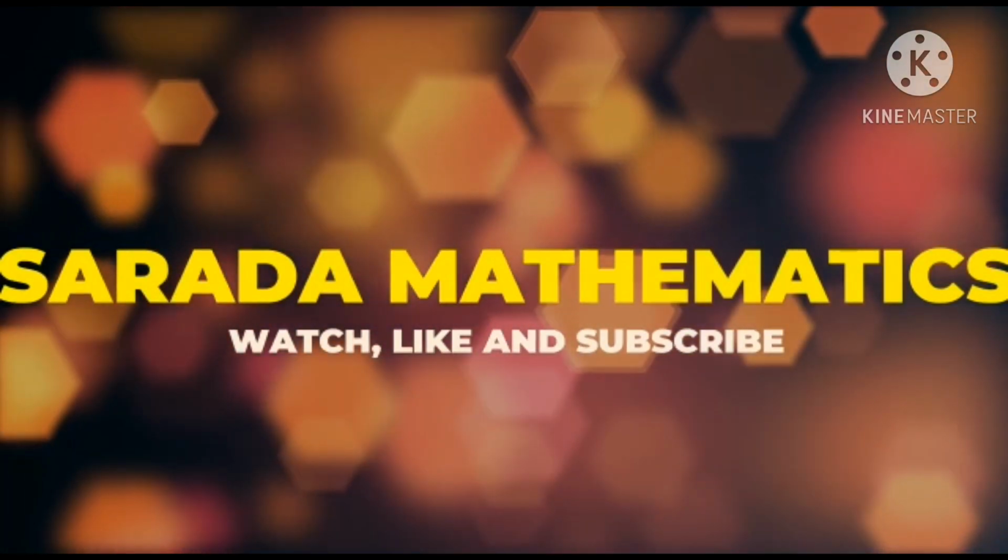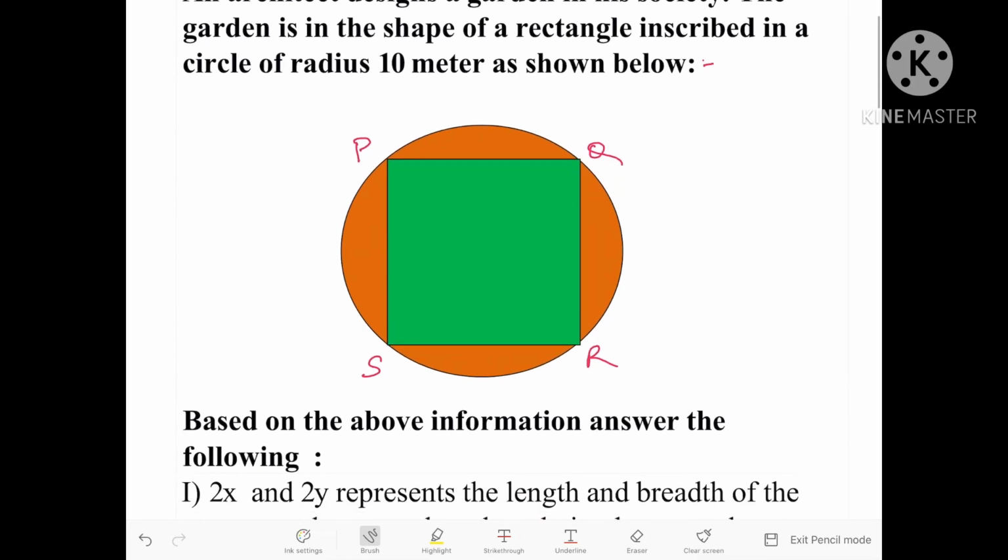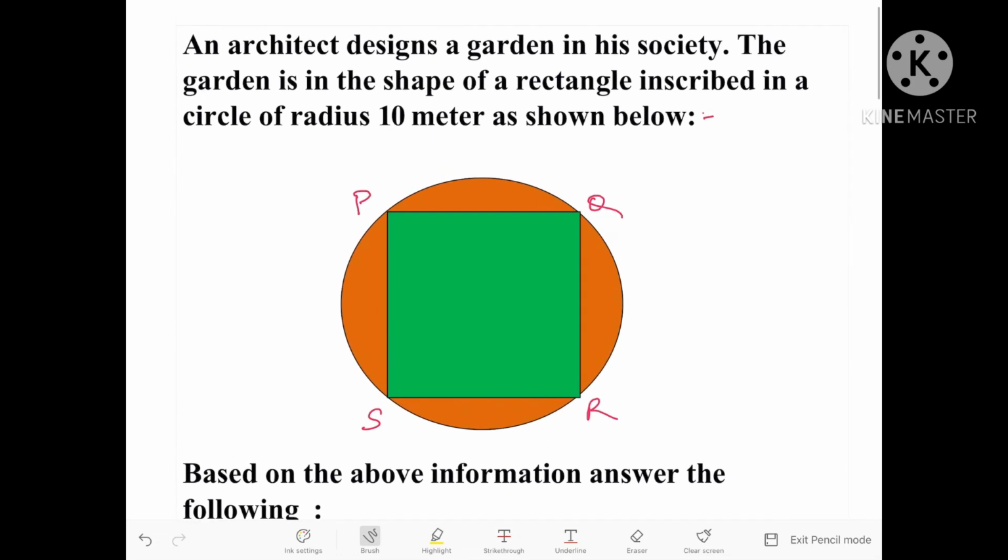Hello friends, in this video we will discuss case study questions on chapter 6 of class 12th, that is application of derivative. The question is like this: an architect designs a garden in his society. The garden is in the shape of a rectangle inscribed in a circle of radius 10 meter as shown below. So here we are having a circular park and inside the circular park there is a garden PQRS which is of rectangular shape.